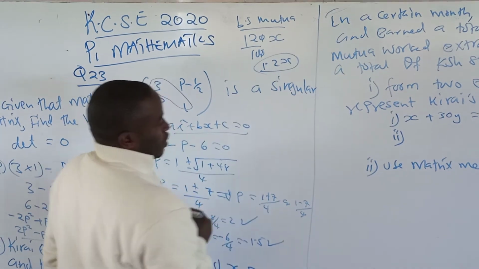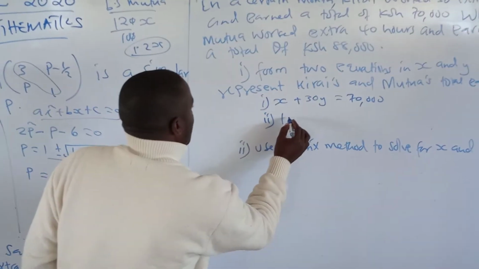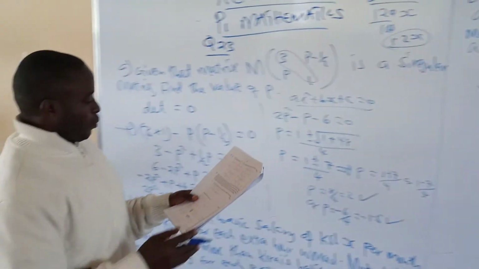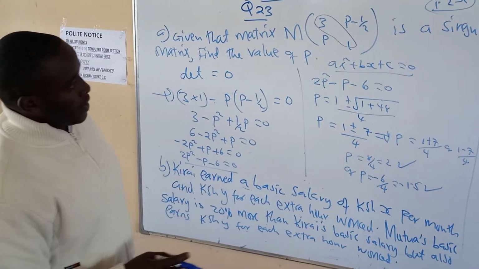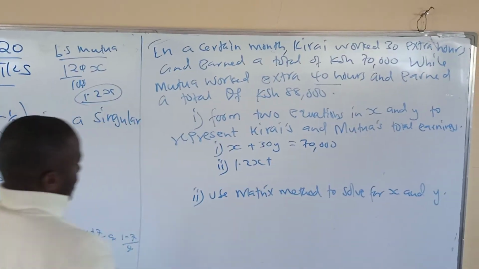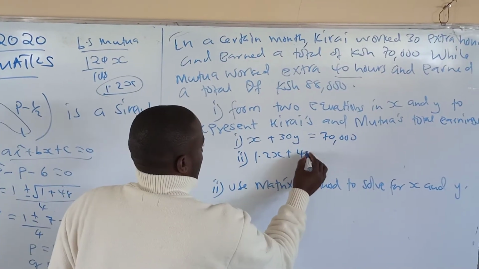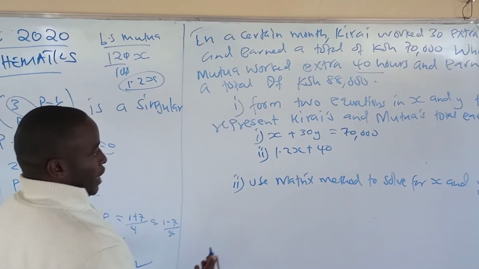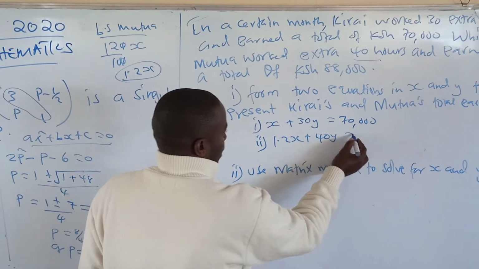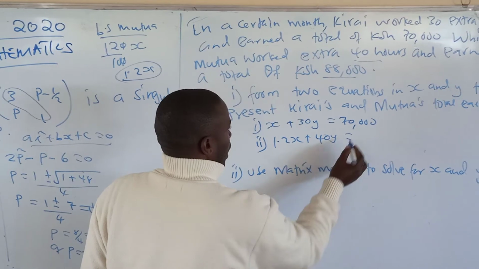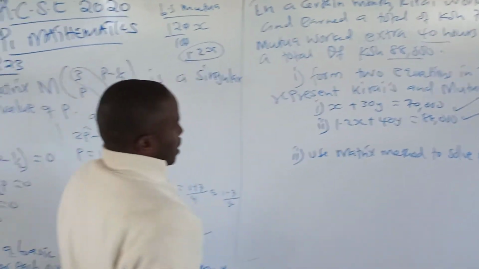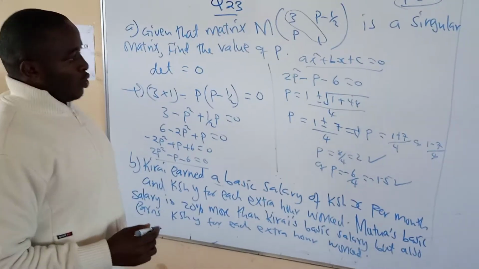That is what he was earning as the basic salary. So it is 1.2x plus the hours he worked, which is 40 extra hours. We are told that Mutua worked 40 extra hours. So plus 40 each hour, the both of them were earning Y shillings per extra hour. So 40y gives you the total amount of Mutua, which is 8,000. So these were the two simultaneous equations that you were supposed to form, so that you score 2 marks.